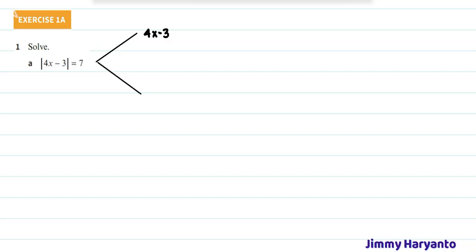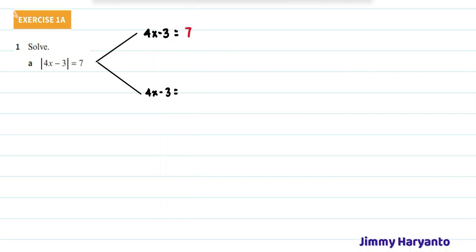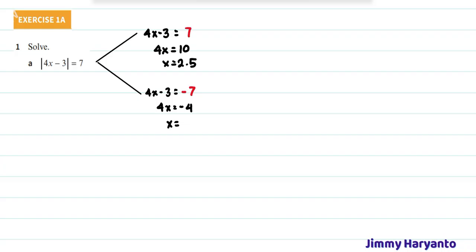For x minus 3, you open the modulus brackets, it will be like this, and then the 7 will be plus 7 for the first, and negative 7 for the second part. Then you have to solve this using algebra. 10 divided by 4 is 2.5 or 5 over 2. And this one is x equals negative 7 plus 3 equals negative 4. x equals negative 4 divided by 4 equals negative 1. So the answer is 2.5 and also negative 1.